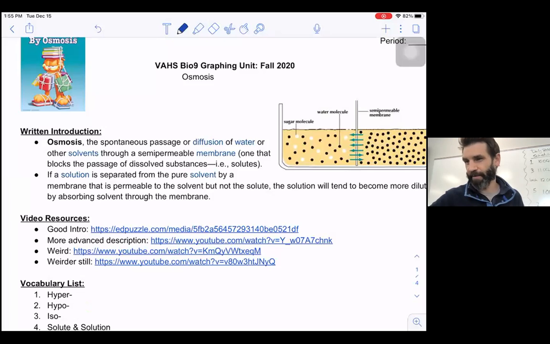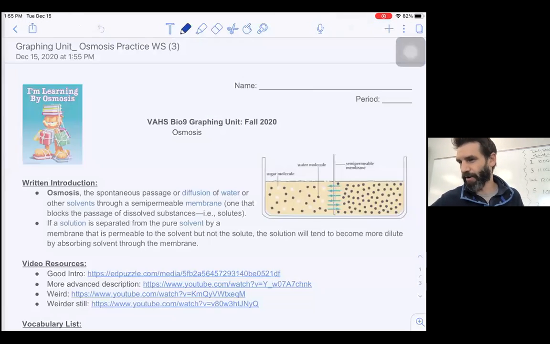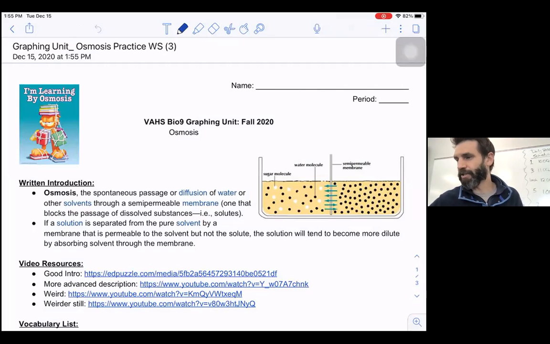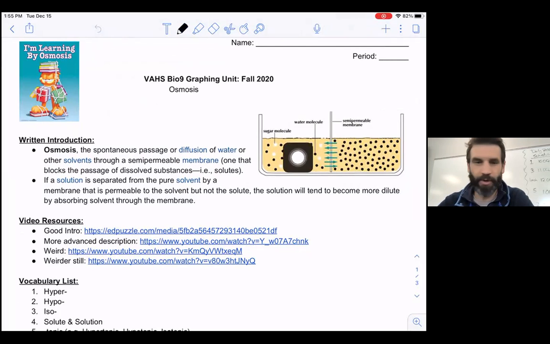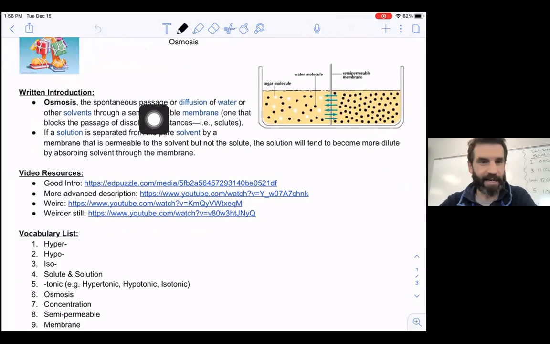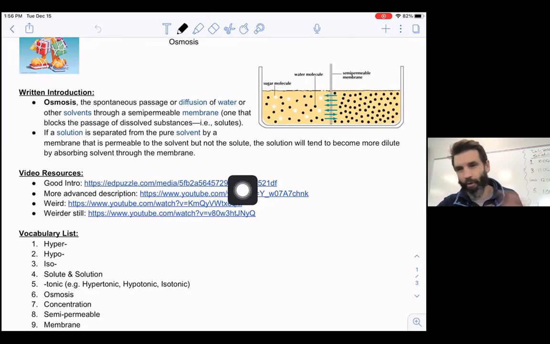And I've opened this up a couple times, so I want to make sure I get the correct one opened up for you all. Okay, so let's start off here. So this is about osmosis, and we talked about this in class, and there's a picture here that shows water moving from low sugar concentration to higher concentration, and this movement of water is osmosis. And we talked about it in class, but here's a written description and 4 videos that you can watch that explain it in 4 different ways, this process of osmosis.